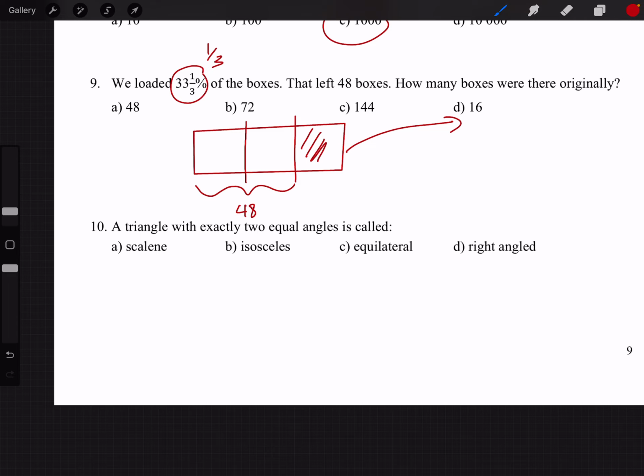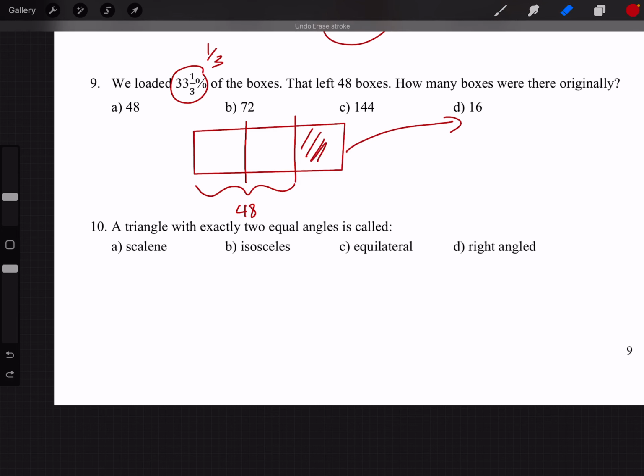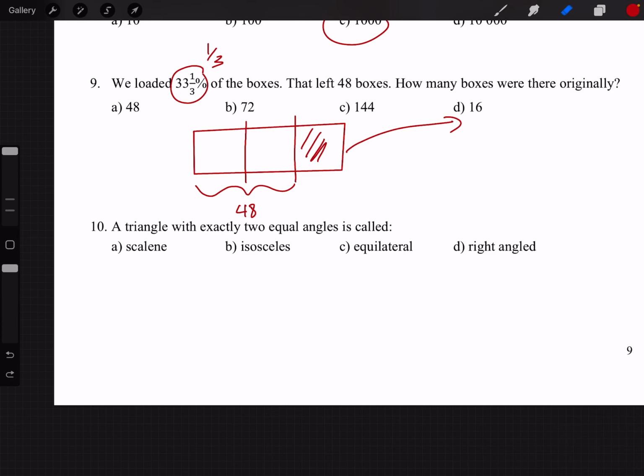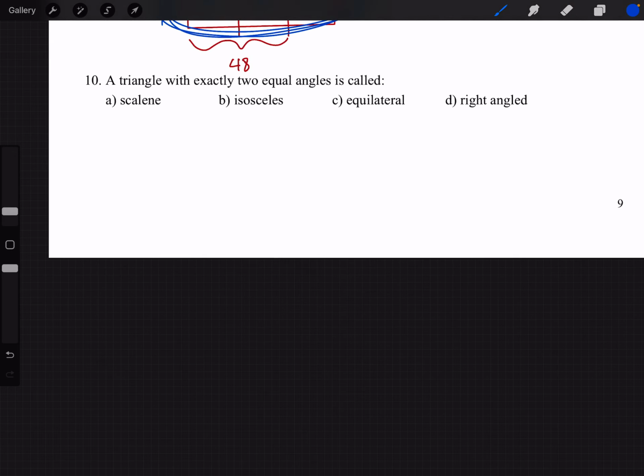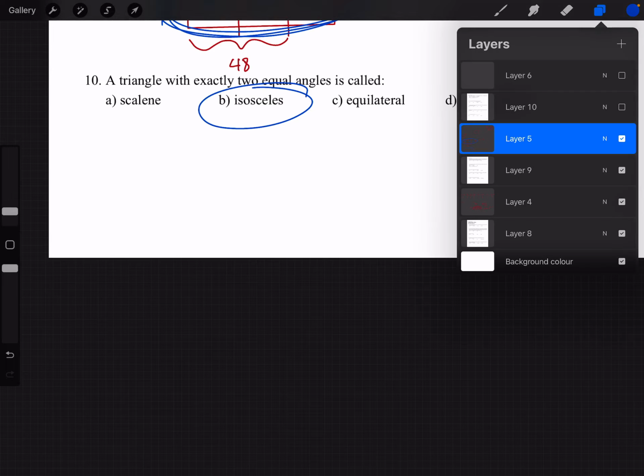So how many boxes were there altogether in the beginning? If this is 48, how much is each of these? This must be 24, this must be 24, and this must be 24. So how many were there in the beginning? You work it out: 24 plus 24 plus 24. Easy. Question number 10. A triangle with exactly 2 equal angles is called an isosceles. Done. Move on to the next one.